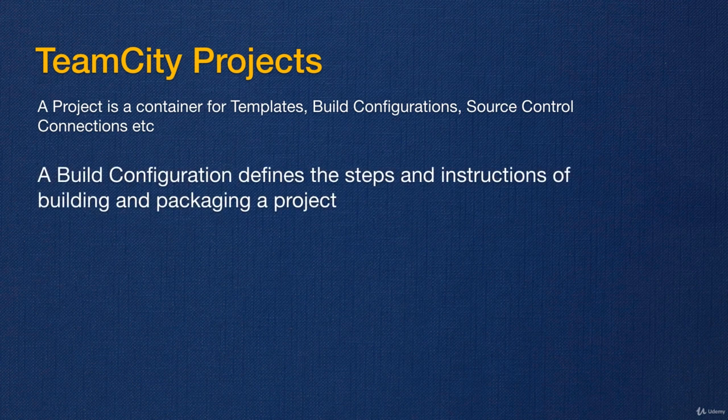A build configuration that will sit inside a project is basically what defines how we compile source code and how we package it. So the actual thing that we will create in order to compile the code, run the unit tests, package the artifact and all the things we need to do is done in a build configuration, and every build configuration will be inside a project. You may have multiple build configurations inside a project.